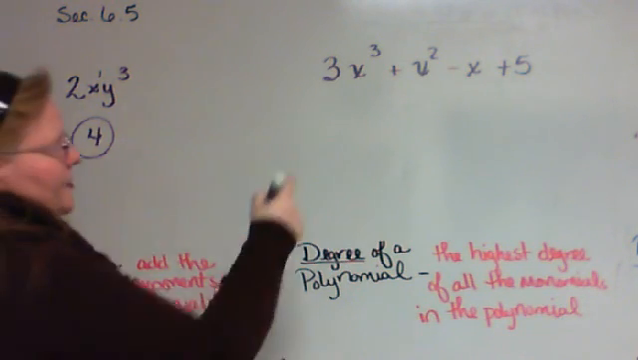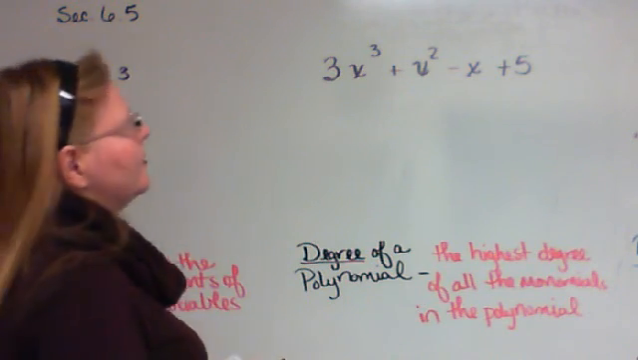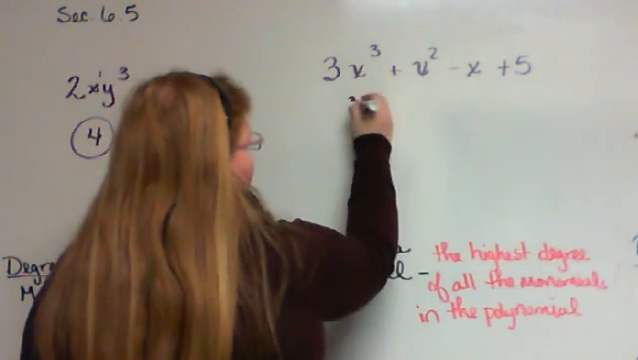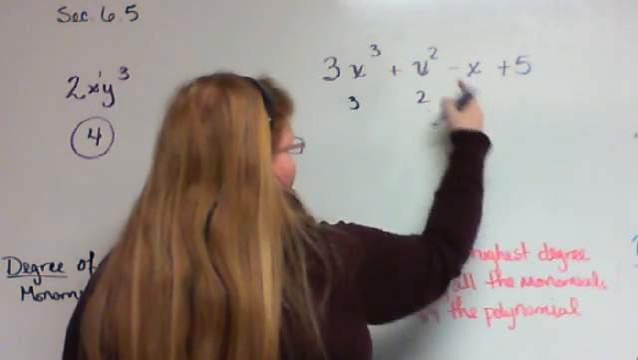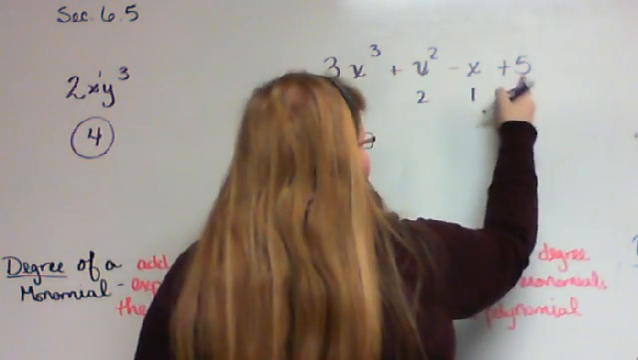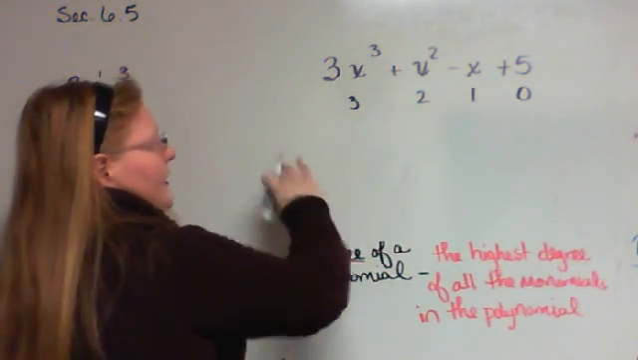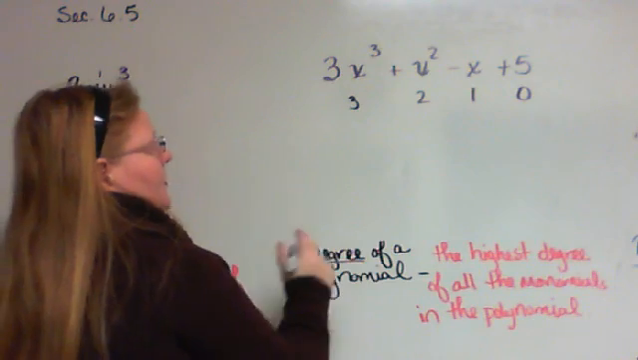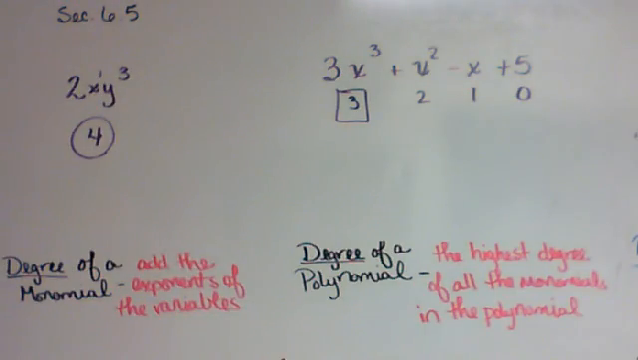But in order for me to find the degree of the polynomial, I have to find the degree of every single monomial in there. So the degree of this one is 3, the degree of this one is 2, the degree of this one is 1, doesn't matter if it's positive or negative, and the degree of this one is 0 because it has no letters. Then I go back and find my highest degree. My highest one was a 3, so that makes it the degree of the polynomial. That's as clear an explanation of degrees as I could possibly give you.